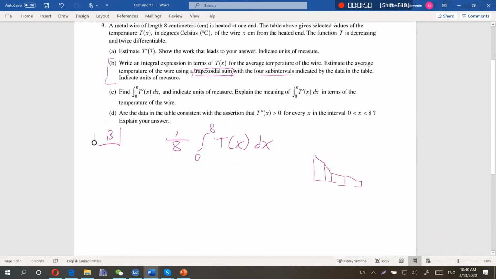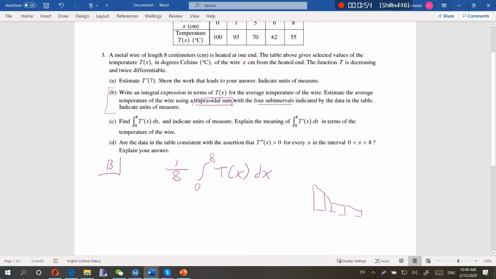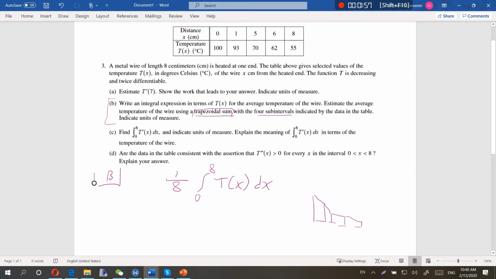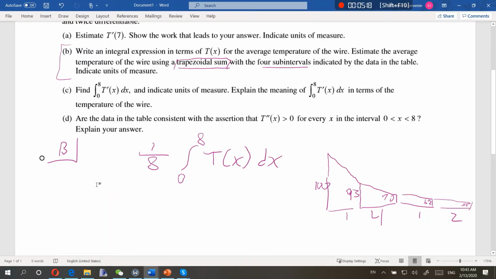Okay, so for a trapezoidal sum, I'm going to write our bases really quick. So a base from 0 to 1 is 1. A base from 1 to 5, I'm going to make this a little bit bigger maybe. Okay, so I've got a base of 1 with heights of 100 and 93. Cool. So I've got our trapezoidal Riemann sum here with our distances between each space. If I wanted to find the area of this trapezoid, what would I have to do?